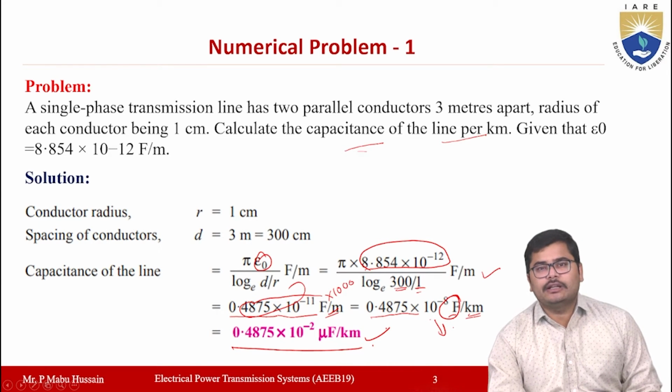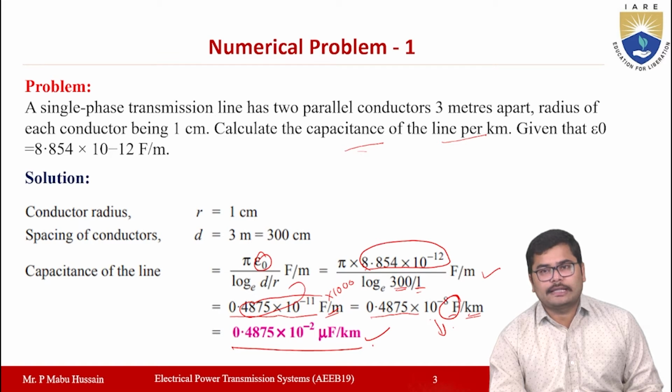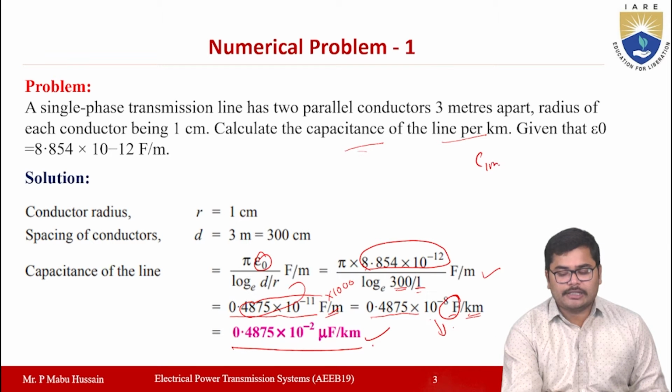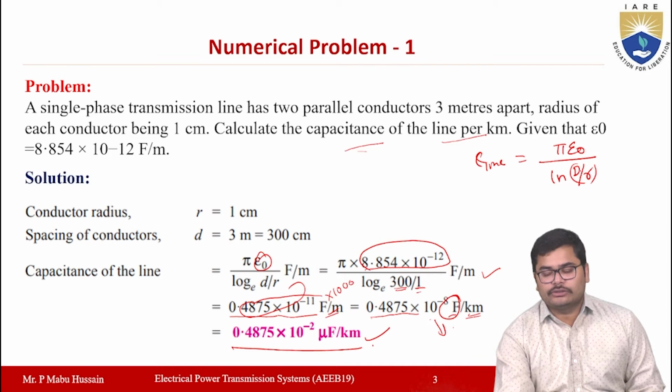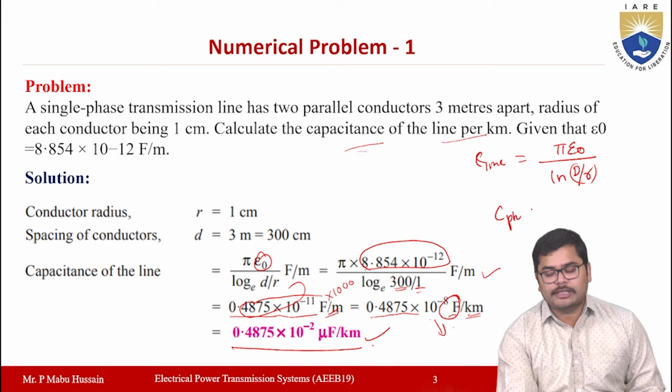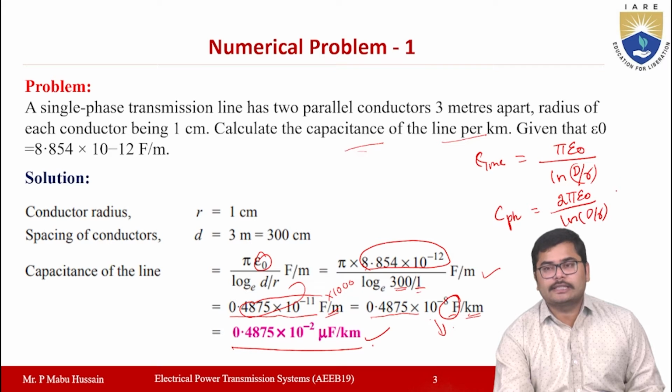This is how you can determine the capacitance of a single phase transmission line. Remember that if they ask you to find the line capacitance, the value will always be equal to pi epsilon naught by ln d by r. Here capital D is the distance between the two conductors and r is the radius of the conductor. If they ask to find the per phase capacitance C phase, then the equation is 2 pi epsilon naught into ln d by r. Both values are in farads per meter.